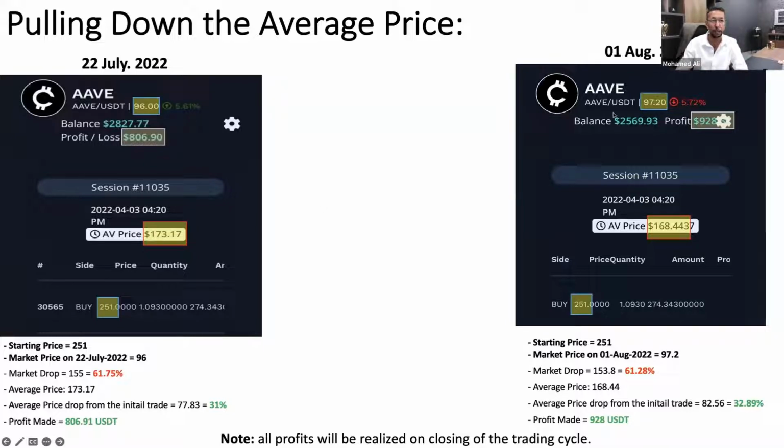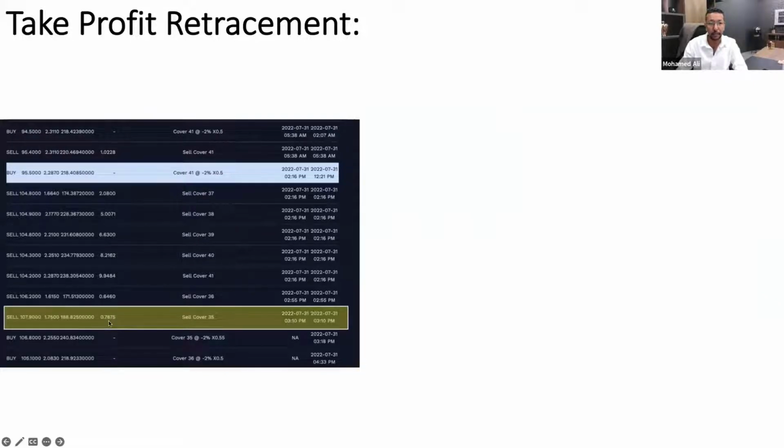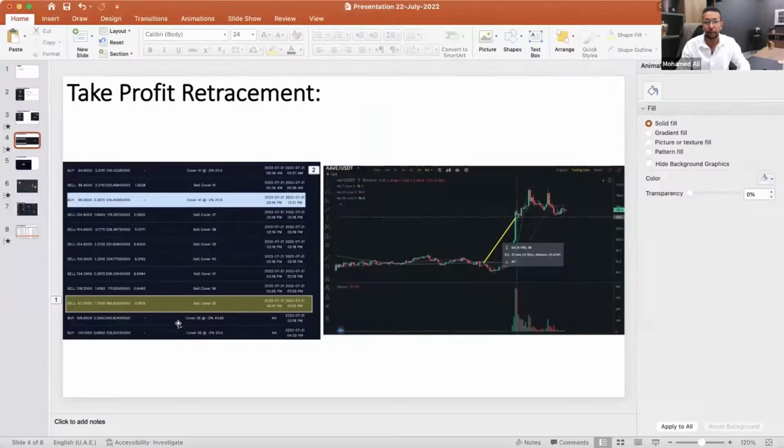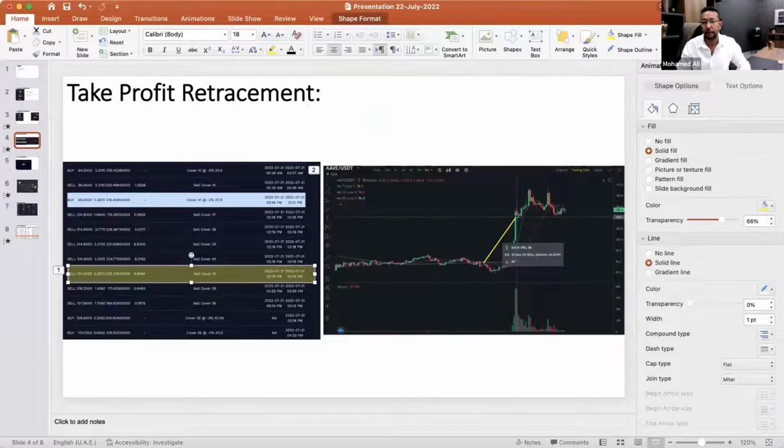Okay, this is about pulling down the average price. Now, let's talk about this trade here, which has made, look at this, this trade specifically has made, and not this one actually, sorry, let me correct it while we're on the call. It's supposed to be this one.